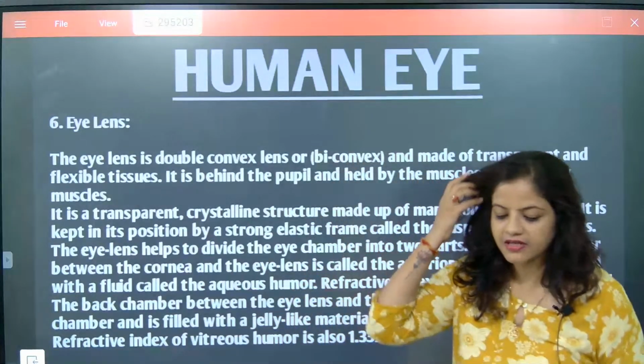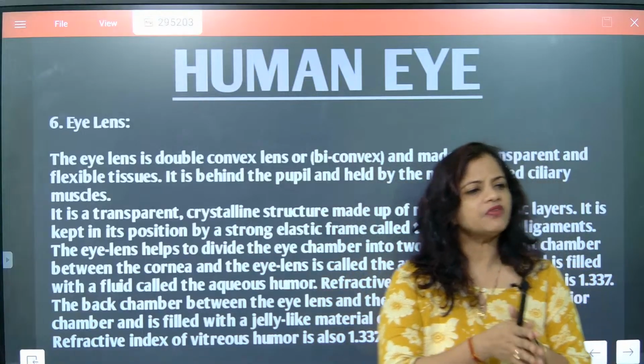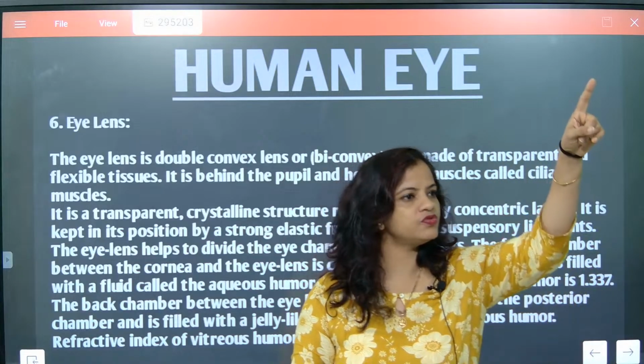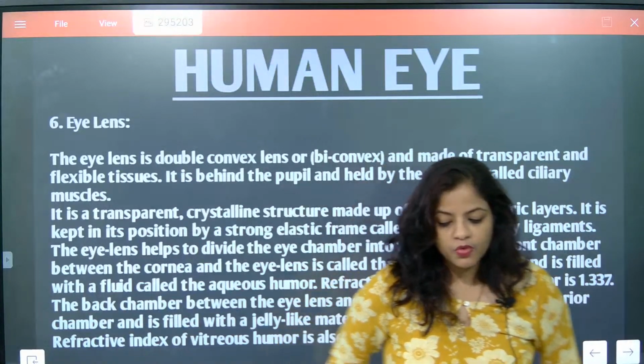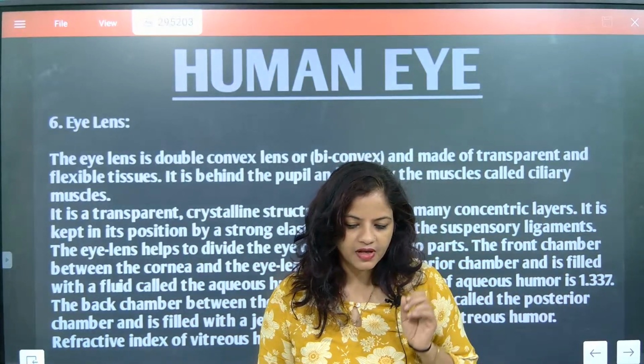Please start the class. So, last class we were talking about the human eye. In that part, we learned that the human eye is the most important part. Can you switch on this light, Vita? The most important part of any human body organ is the eyes.